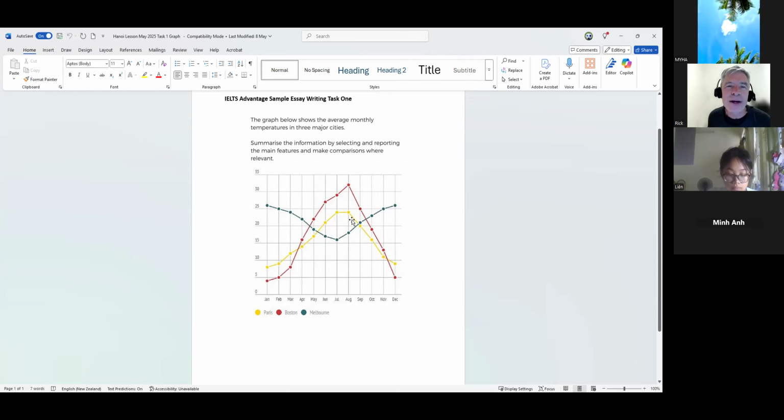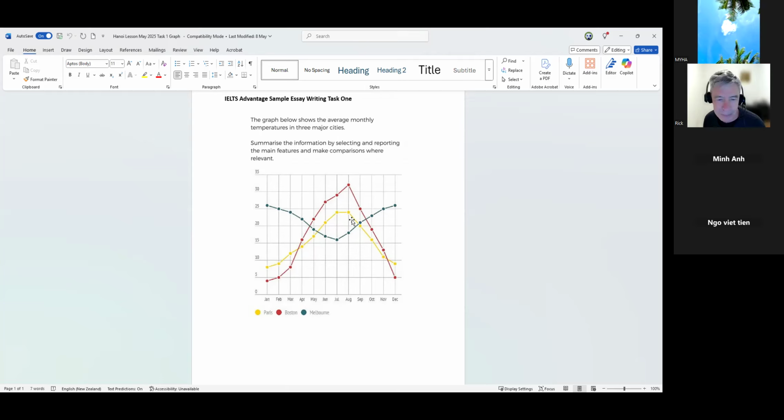Okay, overview, everyone, remember, is the most important paragraph because this is where we show that we understand what the graph is telling us. So let's look at this a little more closely. The overview is just a summary of the information that you can see. Okay, what is the first thing you can see looking at this graph? What is the first thing you notice?